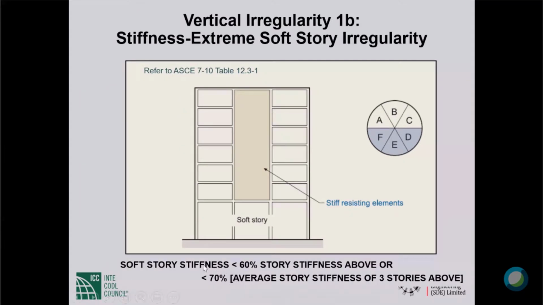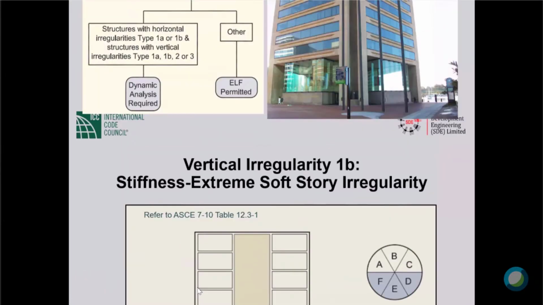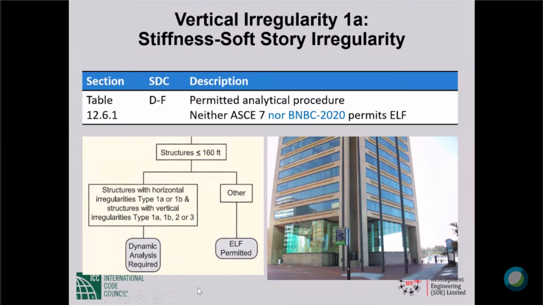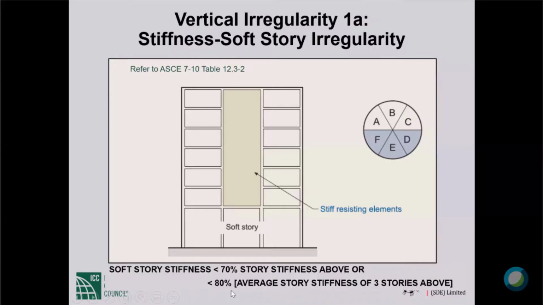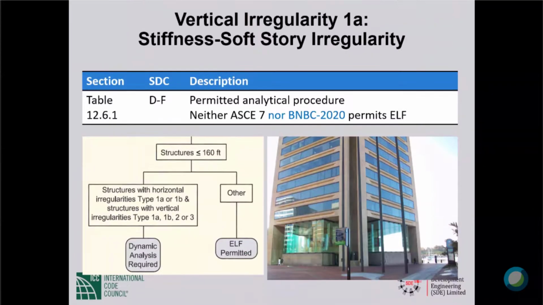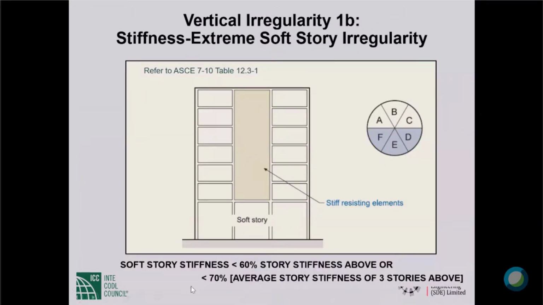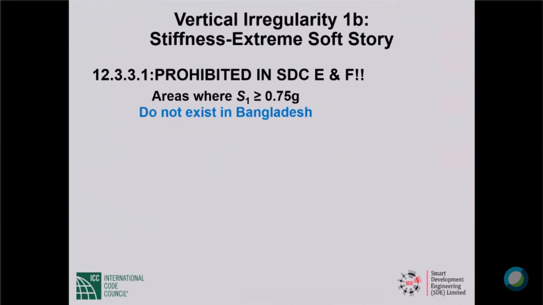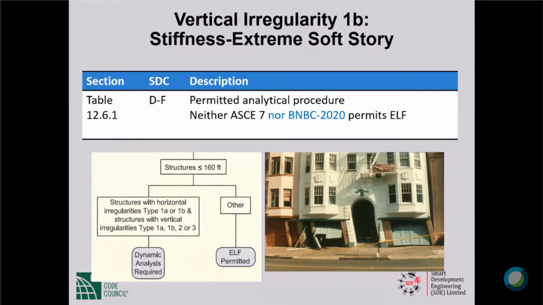Extreme soft story: stiffness is less than 60% of the story stiffness above. So the regular soft story is 70% and 80% of average. The 70 goes down to 60 for extreme soft story, or 70 rather than 80% of the average story stiffness of the 3 stories above. Okay, so this is extreme soft story. This is prohibited in design categories E and F. E and F do not exist in Bangladesh, so you do not have a prohibition, but the ASCE 7 prohibition tells you that this is not an irregularity that we encourage.